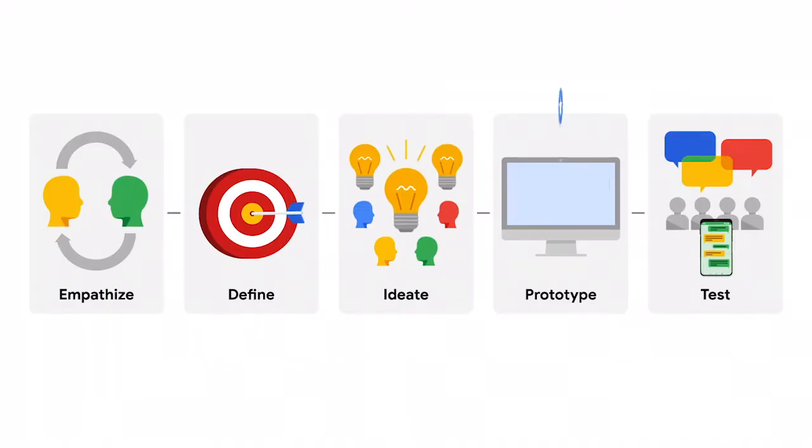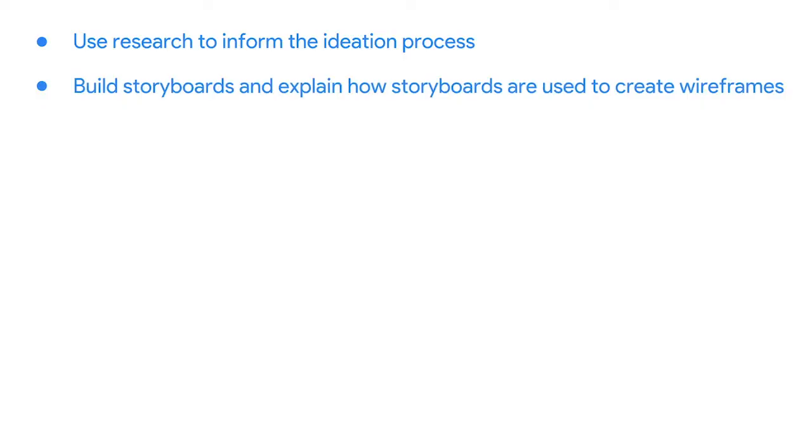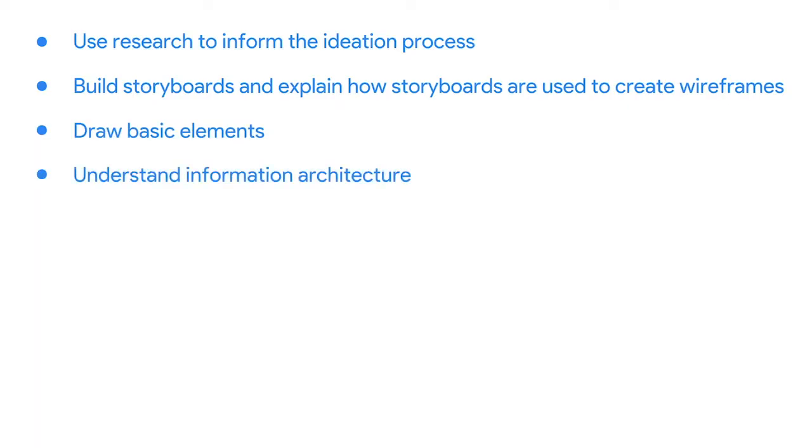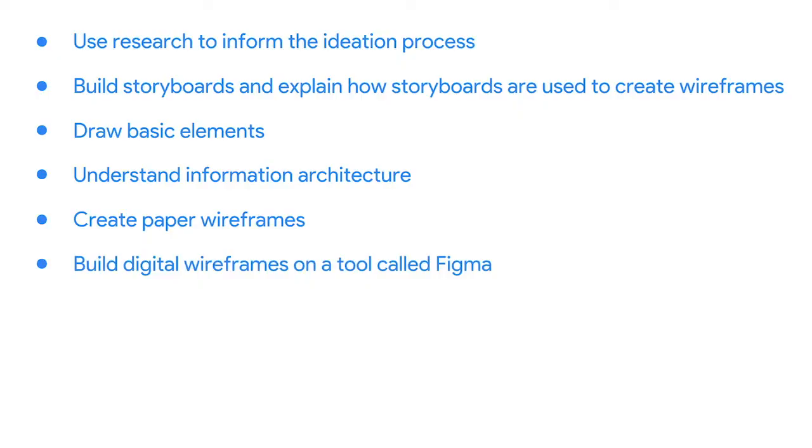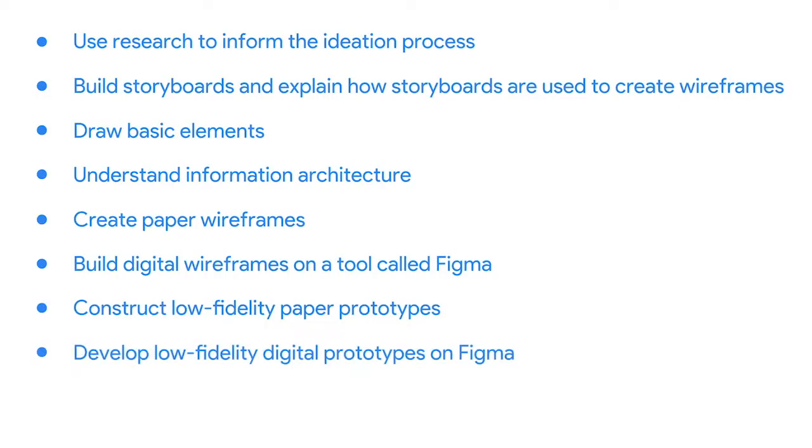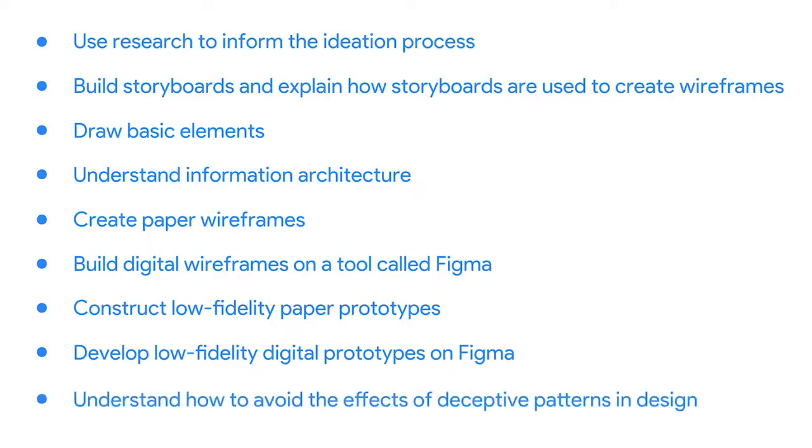By the end of this course, we'll end up in the prototype phase. More specifically, you'll be able to use research to inform the ideation process, build storyboards and explain how storyboards are used to create wireframes, draw basic elements like shapes and lines, understand information architecture, create paper wireframes, build digital wireframes on a tool called Figma, construct low-fidelity paper prototypes, develop low-fidelity digital prototypes on Figma, and understand how to avoid the effects of deceptive patterns in designs.